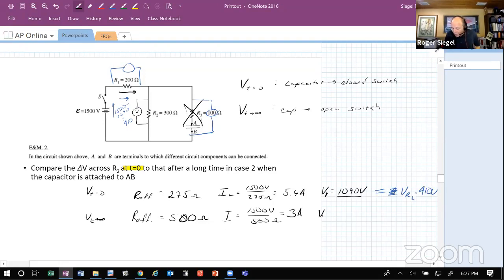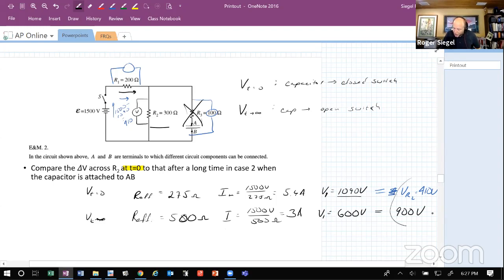And that means my voltage across R1, 3 amperes times 200 ohms is going to be 600 volts, which means that my voltage across R2 is going to be 900 volts.